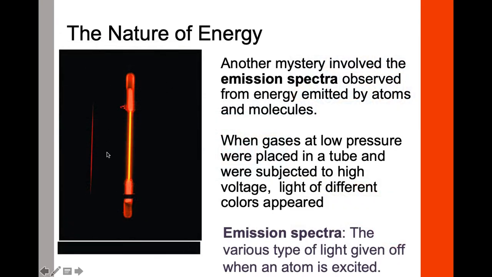So let's look at this image. This is an image of a neon light. The neon gas is filled in a gas tube, and the gas tube is subjected to a high voltage source. When that happens, this neon gas can emit out bright orange light.